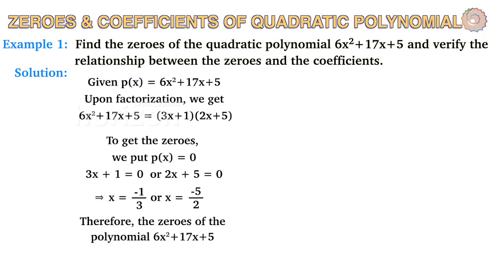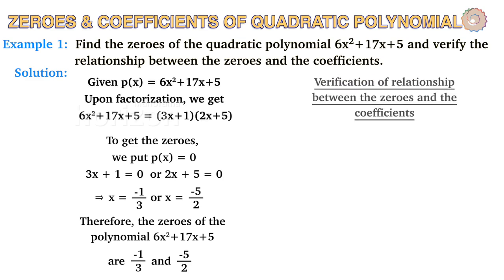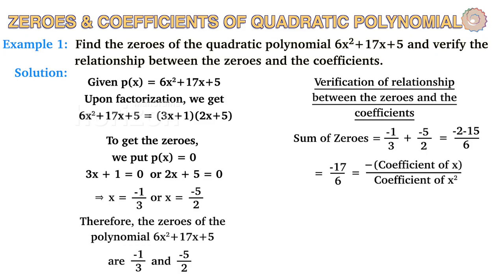Therefore, the zeros of the polynomial 6x² + 17x + 5 are -1/3 and -5/2. Now, let's verify the relationship between the zeros and the coefficients. Sum of the zeros equals -1/3 + (-5/2), which is equal to -17/6, which is minus coefficient of x divided by coefficient of x².